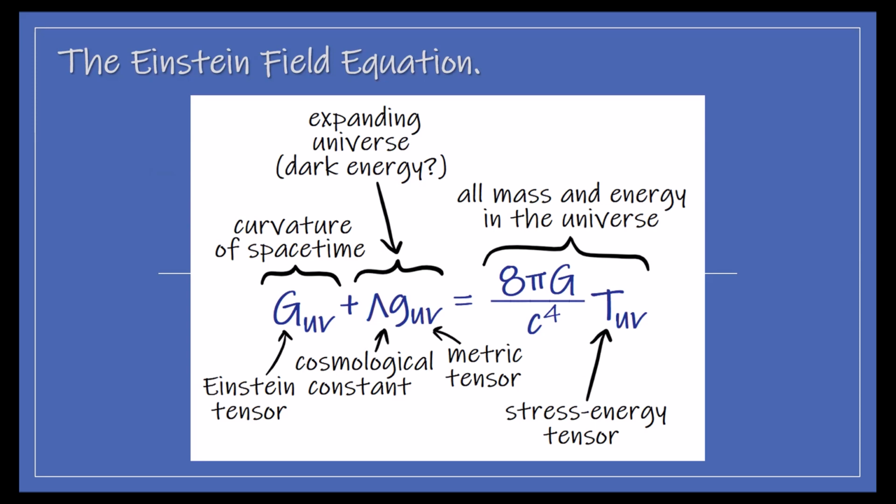All right, so this is the Einstein field equation. G_μν plus Λg_μν is equal to 8πG over c to the fourth power T_μν. Okay, these are tensors. Tensors are, in the simplest sense, multi-dimensional vectors. And so in this case, I've got 4 dimensions that are built into this.